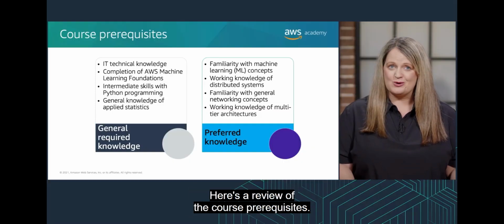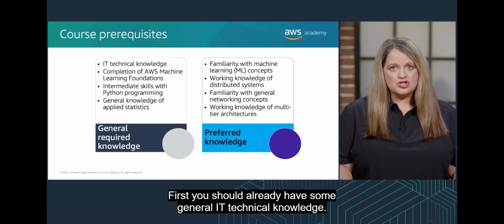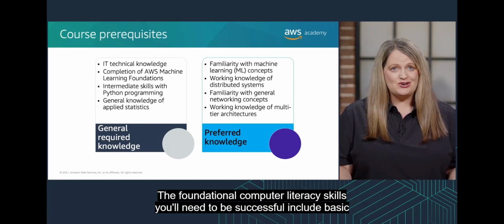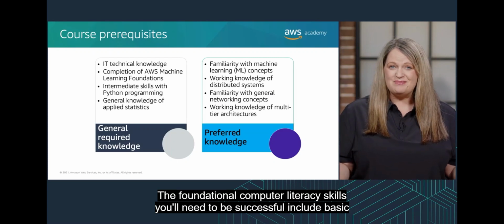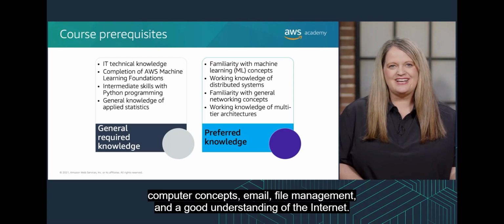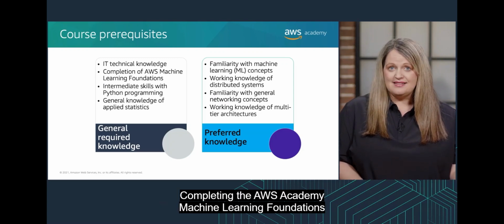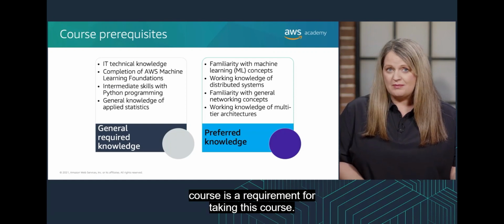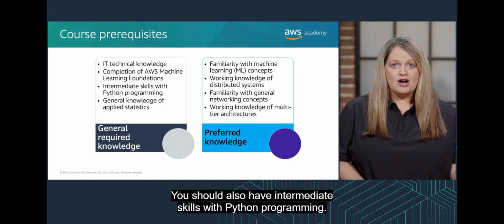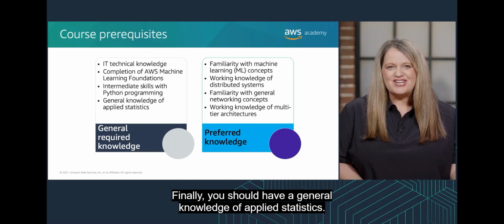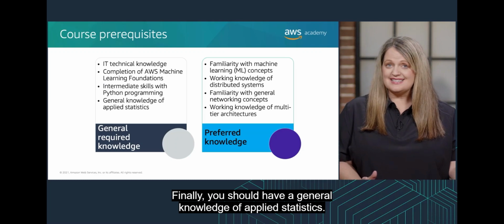Here's a review of the course prerequisites. First, you should already have some general IT technical knowledge. The foundational computer literacy skills you'll need to be successful include basic computer concepts, email, file management, and a good understanding of the internet. Completing the AWS Academy Machine Learning Foundations course is a requirement for taking this course. You should also have intermediate skills with Python programming. Finally, you should have a general knowledge of applied statistics.